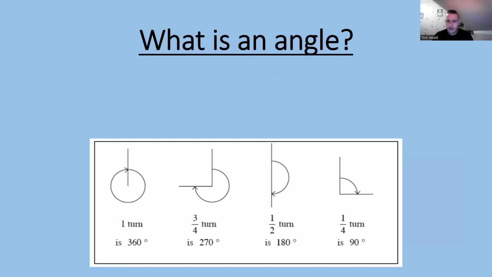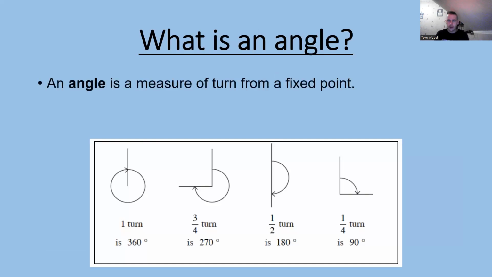So an angle in itself is just a turn essentially. If you imagine looking straight ahead, spinning all the way around in a circle, then that is a full circle. That is 360 degrees. If we're looking forward and we turn 3/4 of the way, then we've got a 3/4 turn. And again, we just do the same with the degrees there. Obviously, it's going to be 270. It's 3/4 of a turn. We've taken this, divided it by 4, times it by 3.